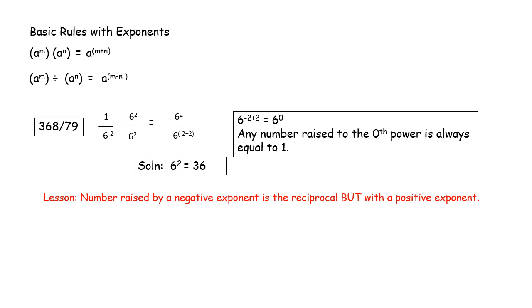Let's have a look a little closer at what's happening here. Any number raised by a negative exponent is really the reciprocal, but with a positive exponent. In other words, if you have a to the negative m in the numerator, that's the same as saying 1 over a to the positive m, where a to the m is now in the denominator. Or if you have 1 divided by a to the negative m, which is the form we saw on problem 79, that's the same as having the denominator of a to the negative m as the numerator now, but with a positive exponent, a to the m.